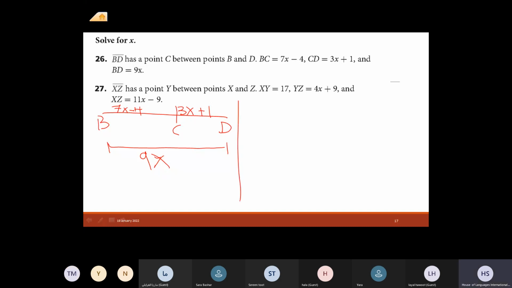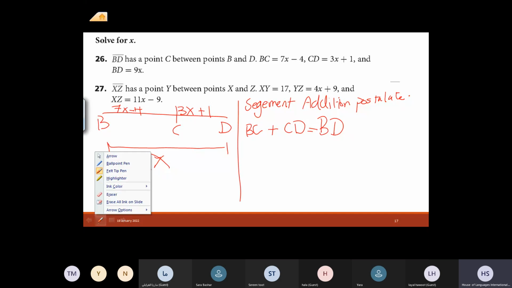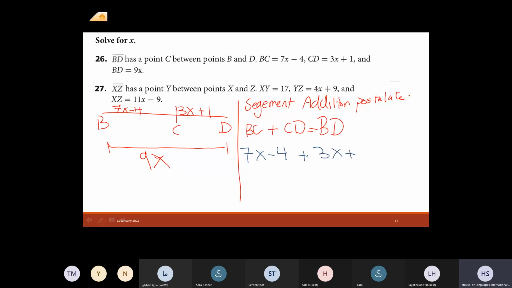So what you will need to do now, you will use the segment addition postulate. What does the segment addition postulate say? That the length of BC plus the length of CD equals the length of what? BD. Now, the next step. What's the length of BC? 7x minus 4. Then, what is the length of CD? 3x plus 1. Please, girls, all of you focus with me in order not to forget. What is the length of BD now? 9x.